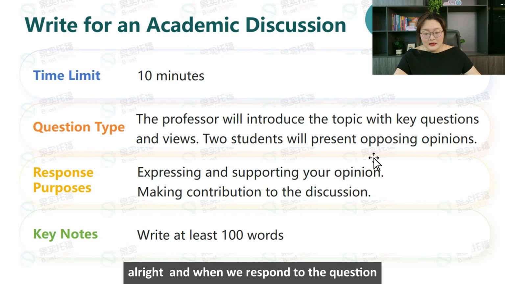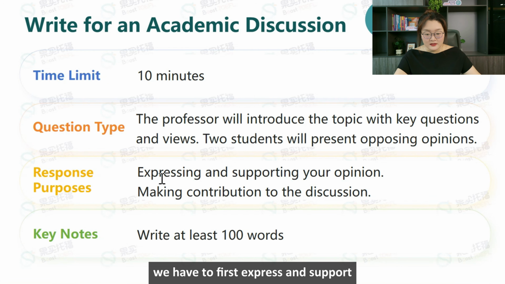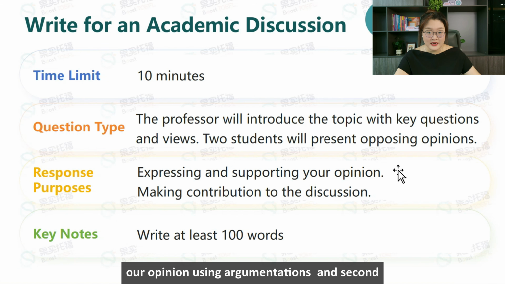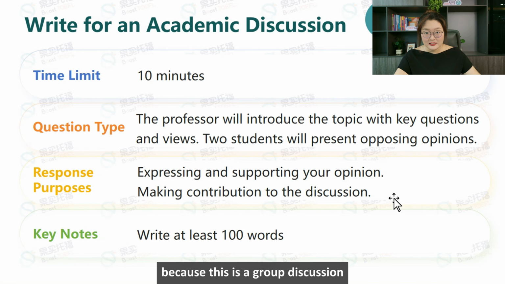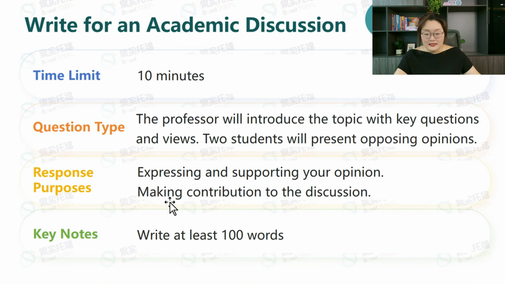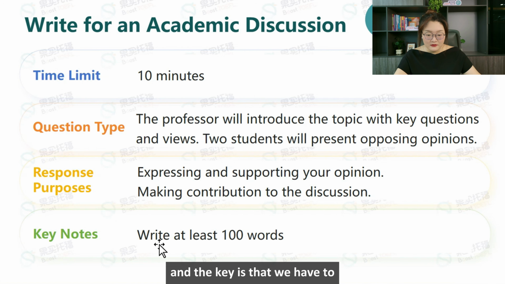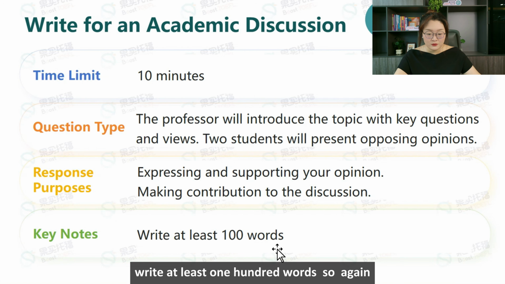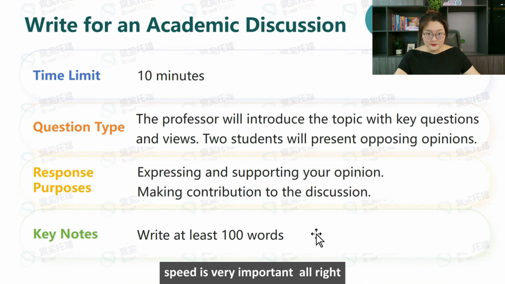All right. And when we respond to the question, we have to first express and support our opinion using argumentations. And second, we have to make a contribution to the discussion. Because this is a group discussion, we have to make our portion of contribution. All right? And the key is that we have to write at least 100 words. So again, speed is very important.